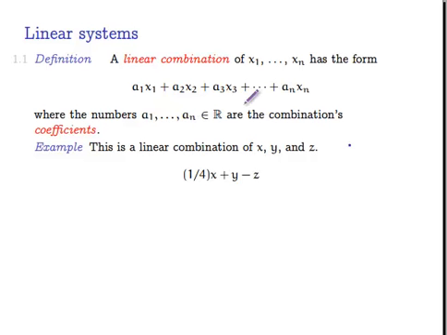In some way, this expression is reminiscent of the equation of a line, so that's one reason it's called linear. There are other reasons as well that we'll see later. Okay, these numbers a are called the coefficients. Here's one particular example of a linear combination. A1 is 1/4, A2 is 1, A3 is -1. And of course, instead of variables x1, x2, x3, I'm using x, y, and z. The particular names of the variables doesn't really matter. The only thing that matters is the form of the expression.